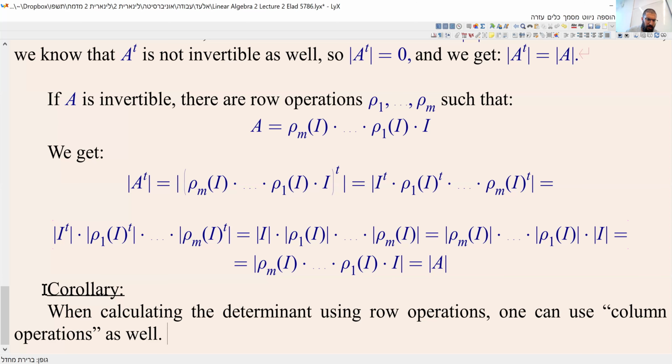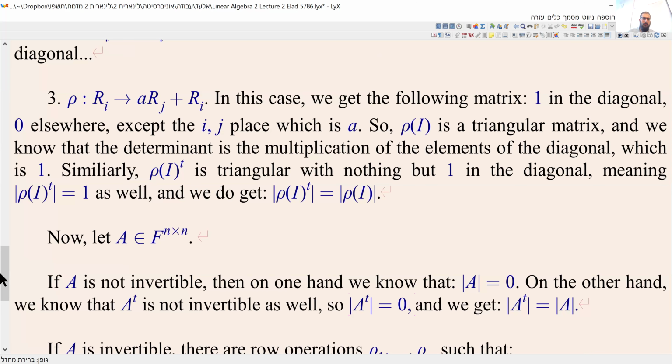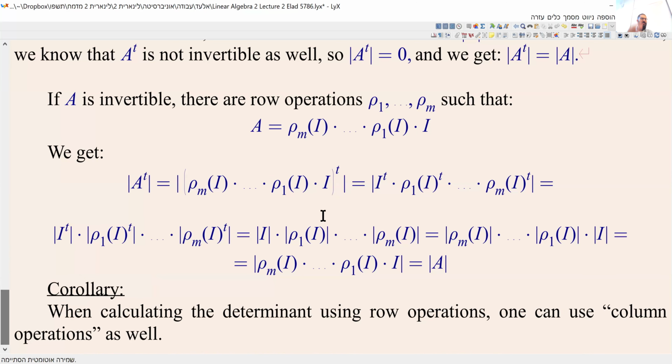Generally speaking, we proved it for invertible and non-invertible matrices as well. The statement that A transpose and A have the same determinant is always true. Okay, it's an excellent time for a 15 minutes break. So let's stop the recording.